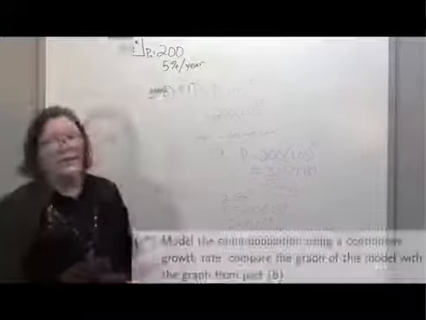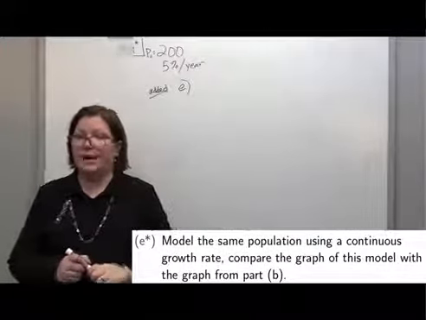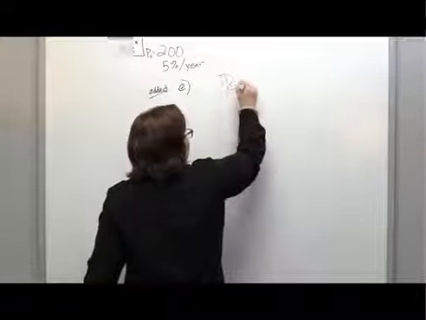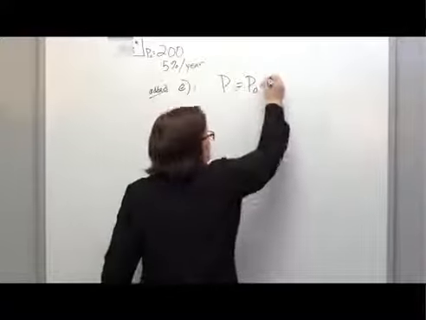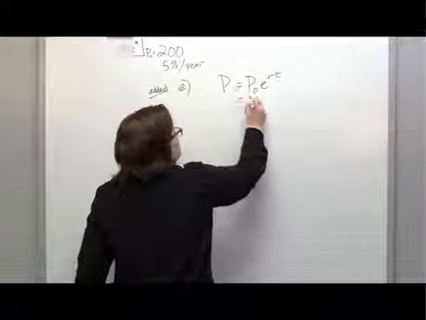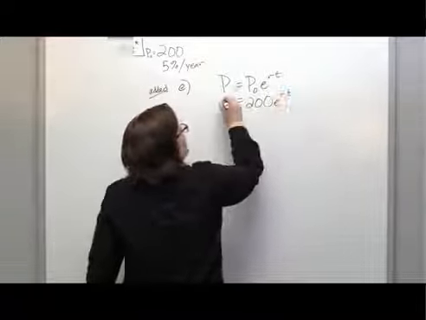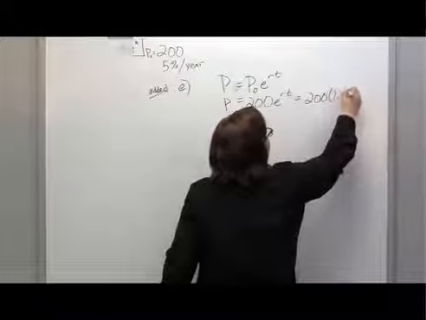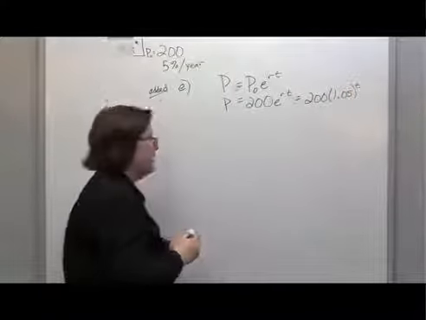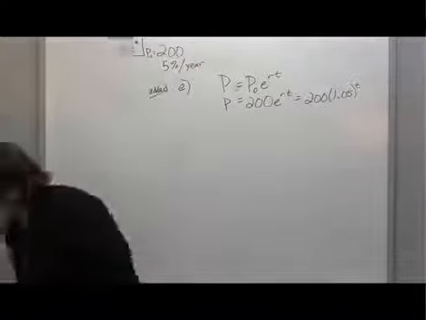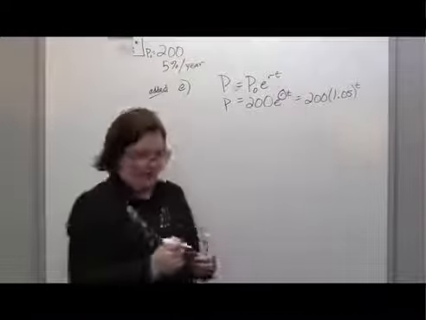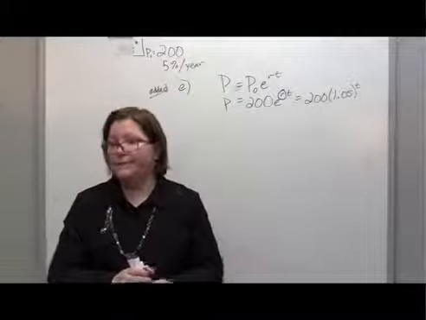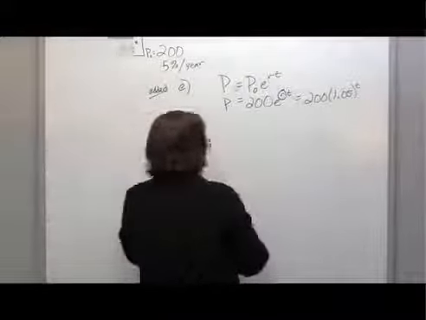In part E, we're asked, what is the continuous growth rate for this population? So what we want is that our population is going to be P sub 0 e to the RT, and that in this case it's 200, that this ends up being the same as 200 times 1.05 to the t. So the question is, what is this R value for the continuous growth rate? In some cases, that might be more meaningful than the percent per year.